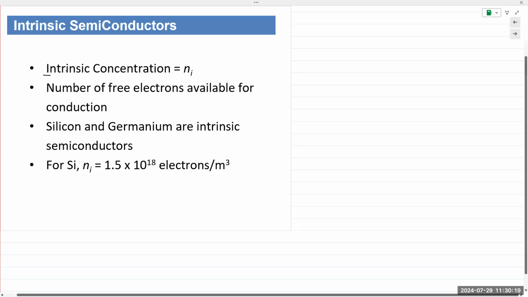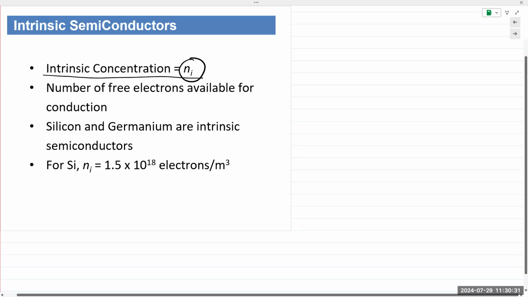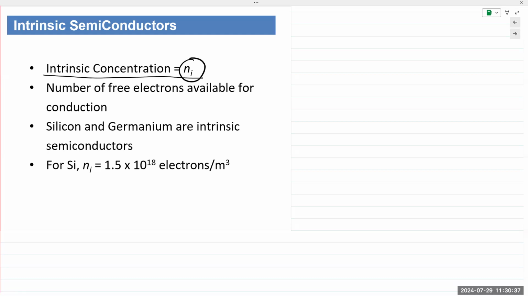So for semiconductors, there are a certain amount of electrons that are available for conduction. And those electrons are known as Ni, or the intrinsic concentration of these electrons, Ni.